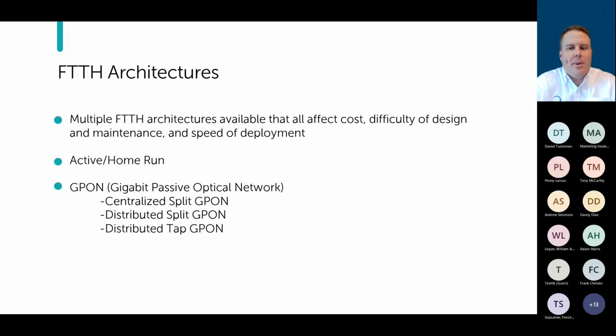The first one, and I would say in a rural setting, and really generally speaking, you don't see it as much anymore, but it's what we call an active, or you'll hear active E or active Ethernet, or a home run network. All right, so we'll discuss that, and then we're going to look at 3 different popular ways of deploying a GPON network as well.